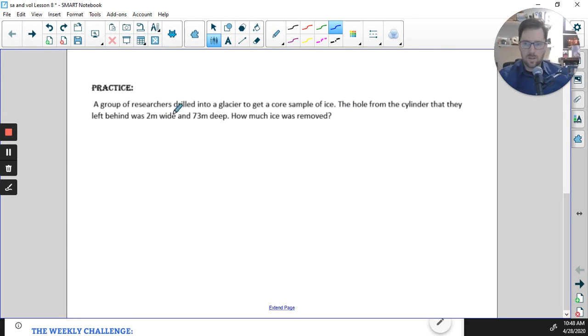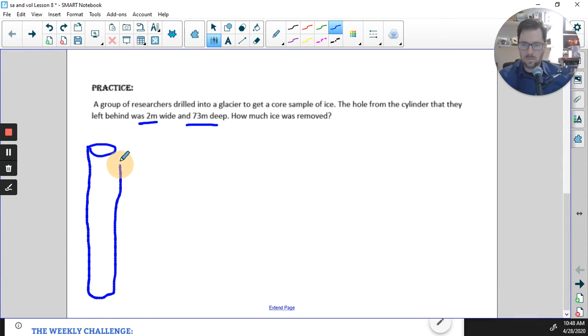The hole from the cylinder that they left behind was 2 meters wide and 73 meters deep. You would not want to fall down that. You think like Timmy fell down the well. 2 meters wide, that's about as tall as I am. So we've got this monster hole in the ice, 73 meters deep, 2 meters wide.